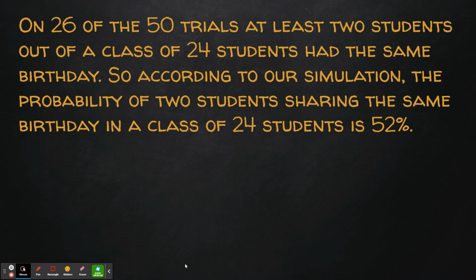So according to our simulation, the probability of 2 students sharing the same birthday in the class of 24 students is 52%. Notice here that we qualified this saying according to our simulation. There is no guarantee that this 52% is the exact probability, but it should be a pretty close approximation. So we want to qualify it by saying it was found from our simulation.